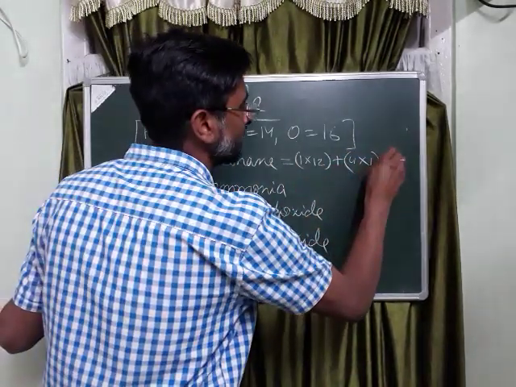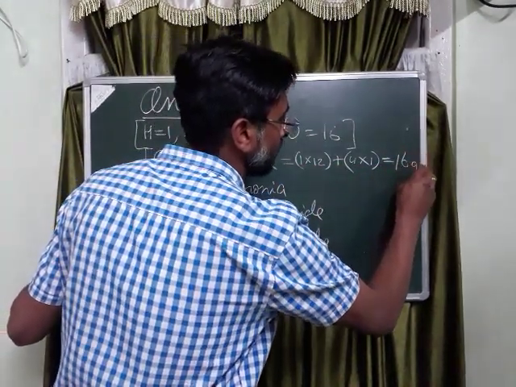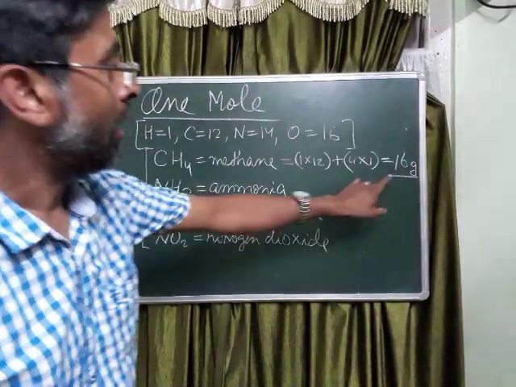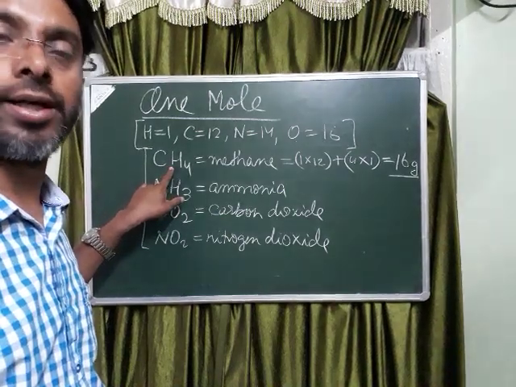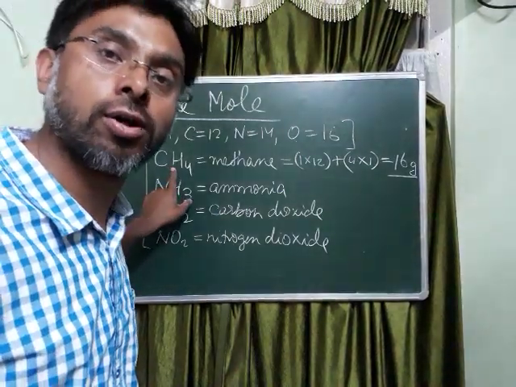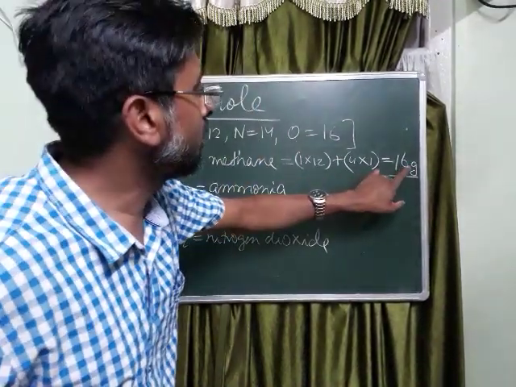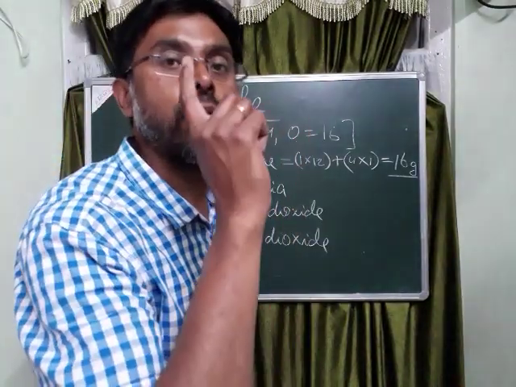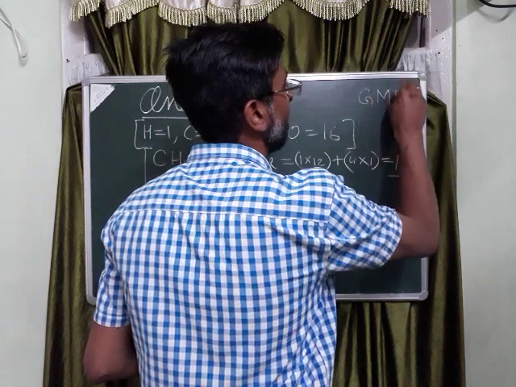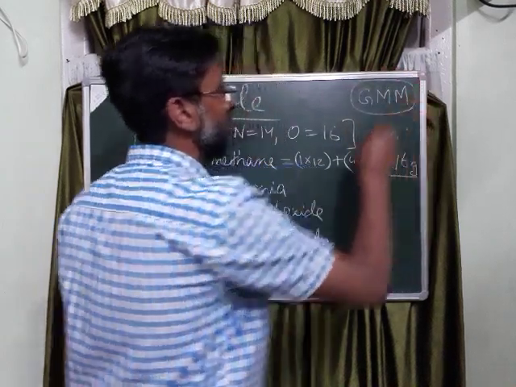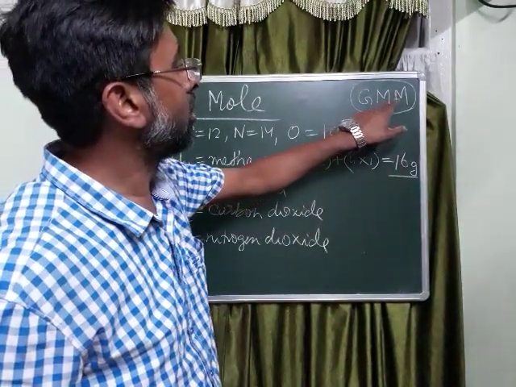So when I add this, we get 12 plus 4, which is 16. I can write over here g, 16 grams. 16 grams is the molecular mass of methane. Since I put the unit gram here, this 16 grams is called gram molecular mass, in short GMM. The molecular mass expressed in grams is called gram molecular mass.